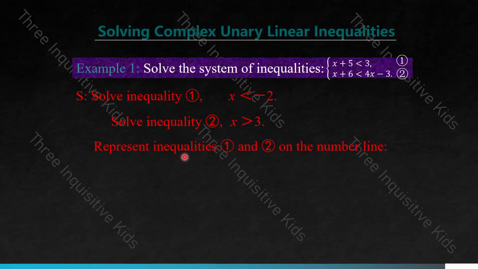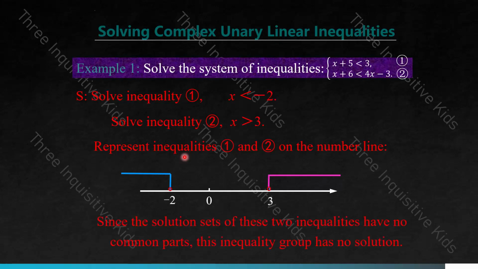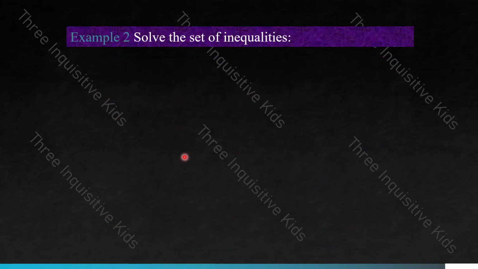And now we represent these two inequalities on the number line. So here we have x is less than negative 2 and x is greater than positive 3. But as you can see here, these two inequalities don't overlap in any part on the number line, which means that this inequality group has no solution. Solve this set of inequalities.